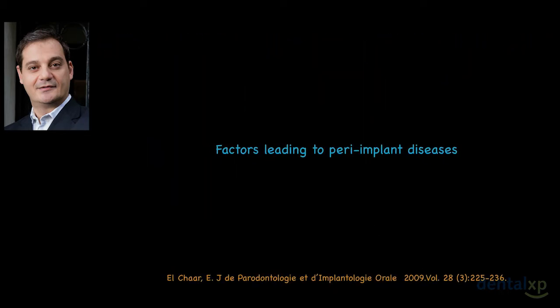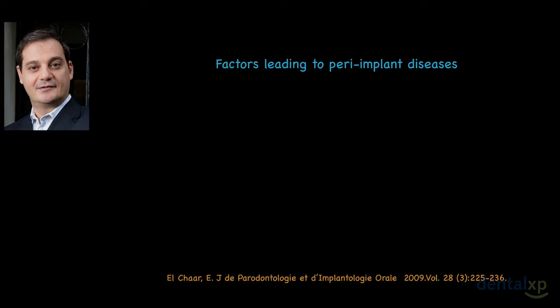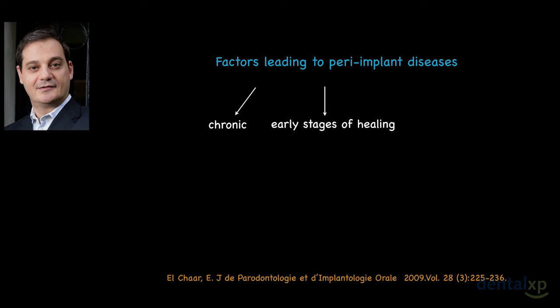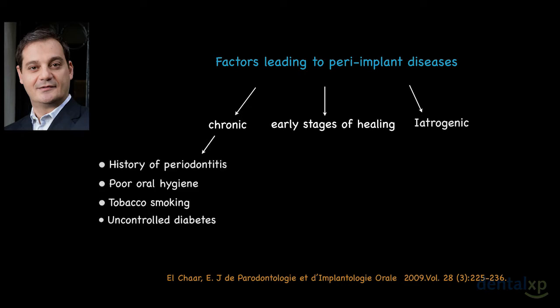In 2009, I published a review about peri-implantitis, and I defined the factors leading to peri-implant diseases in 3 categories. One is chronic, one is early stages of healing, and the third one is iatrogenic. In the chronic category, as I said in 2009 and as Dubar recently found, there is history of periodontitis, which is also poor oral hygiene, tobacco smoking, and uncontrolled diabetes.